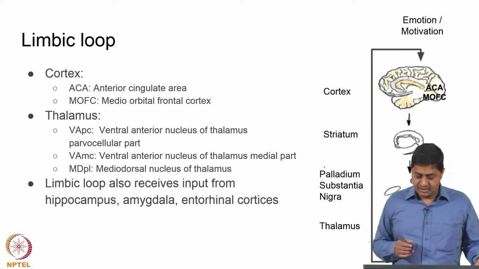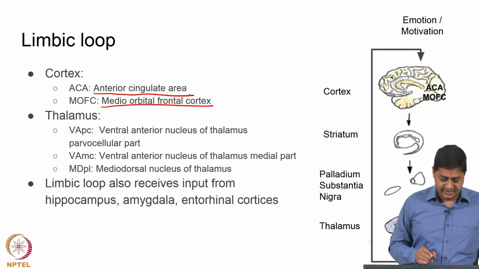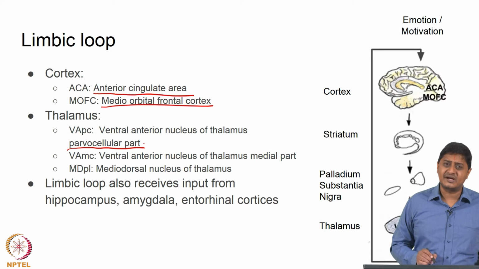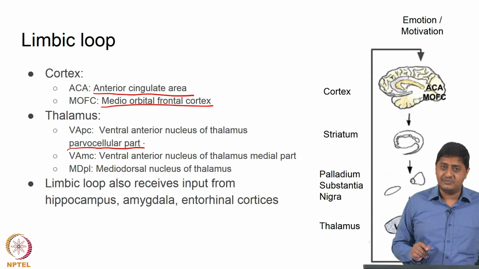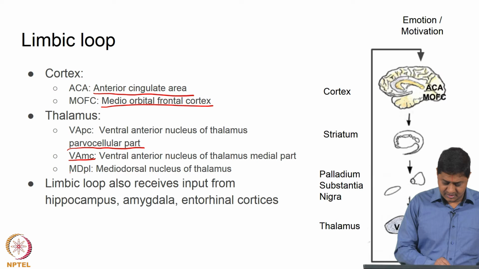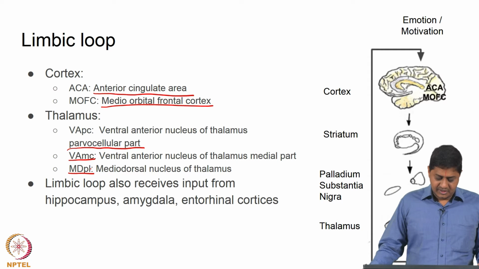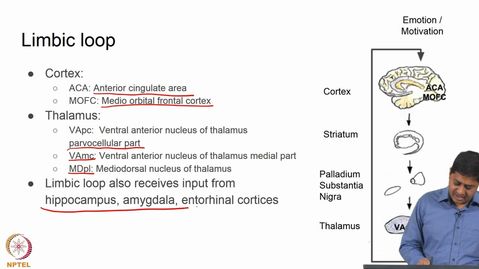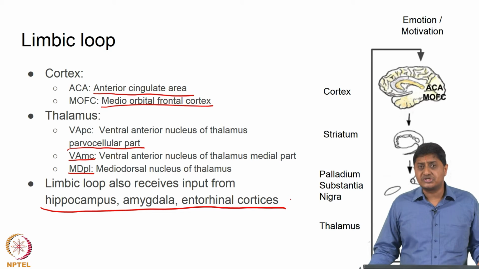So, then the limbic loop: from the frontal cortex the inputs come from the medio-orbitofrontal cortex, also from the anterior cingulate area, right. In the thalamus the outputs go from the VA parvocellular part, so this is an area that seems to participate practically in all the functions, right. And the medial part and the mediodorsal part of the thalamus. Note importantly, the limbic loop receives input of course from amygdala, hippocampus, entorhinal cortices. Obviously, the limbic loop receives inputs from the emotional brain, right.